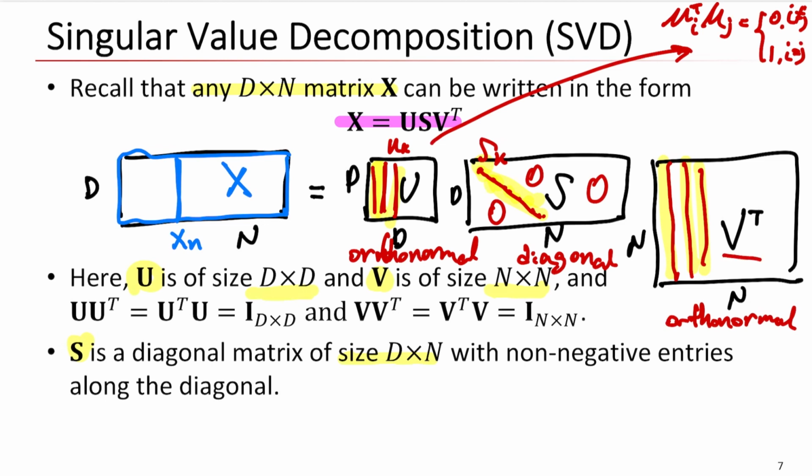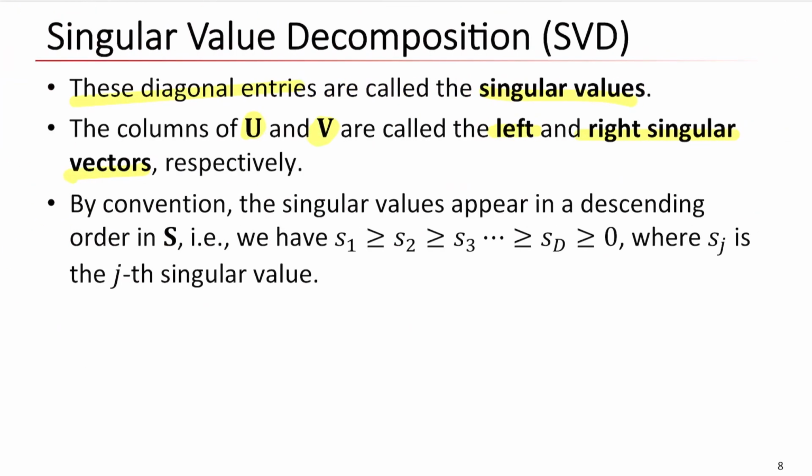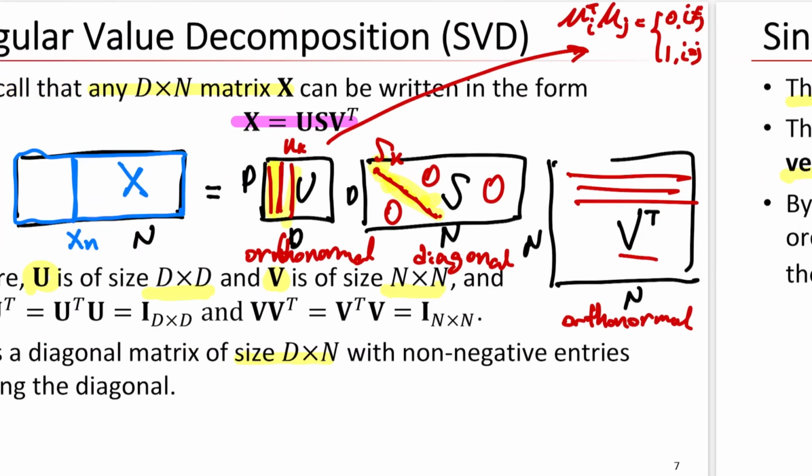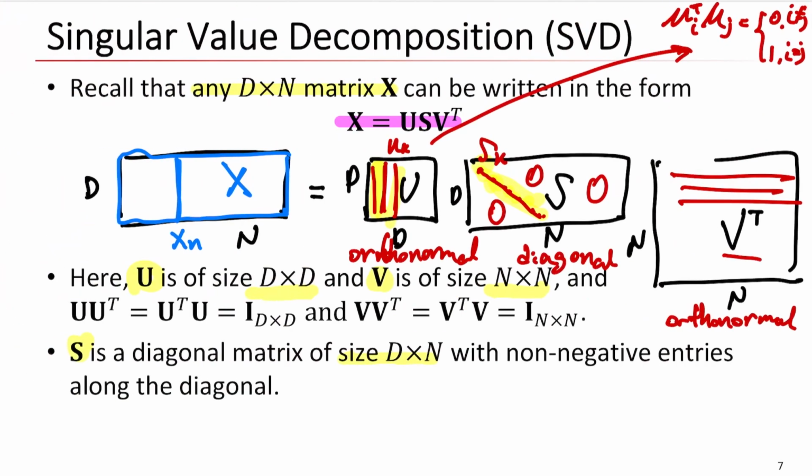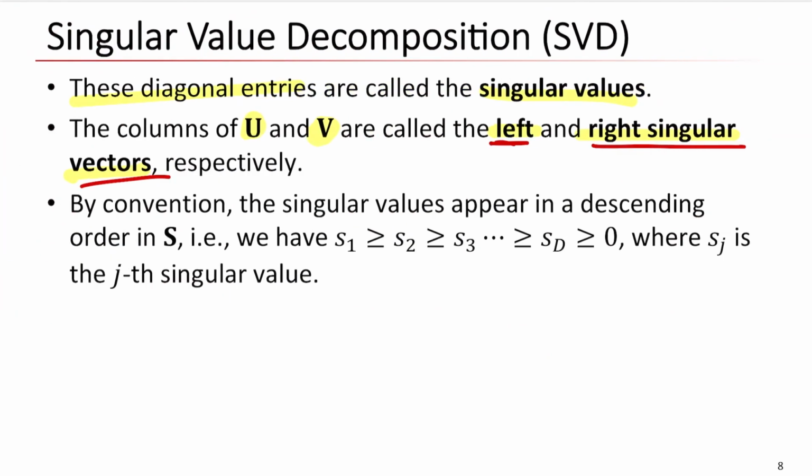Because this is V transpose, the column vectors of the matrix V are something like that. So this is the left singular vector, and this is the right singular vector. By convention, the singular values appear in descending order in S. That is, we have S1 larger than S2, larger than S3, and so on.